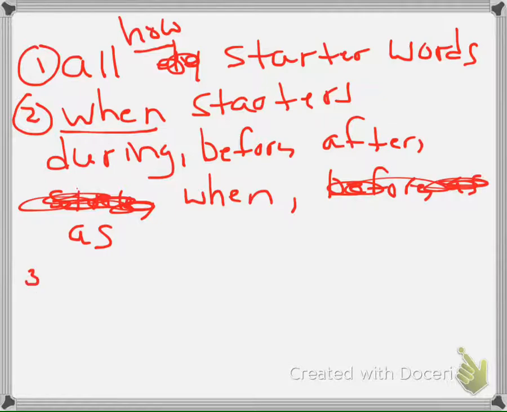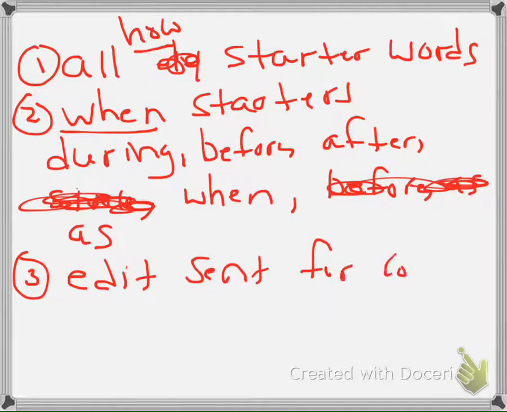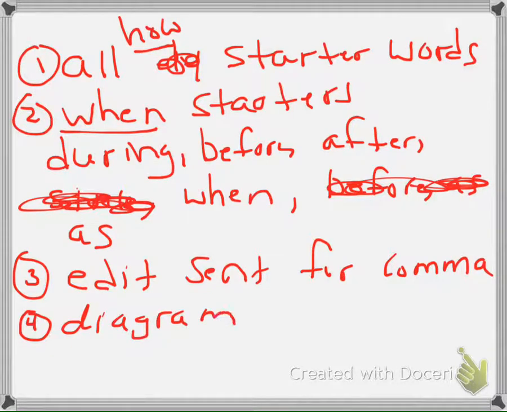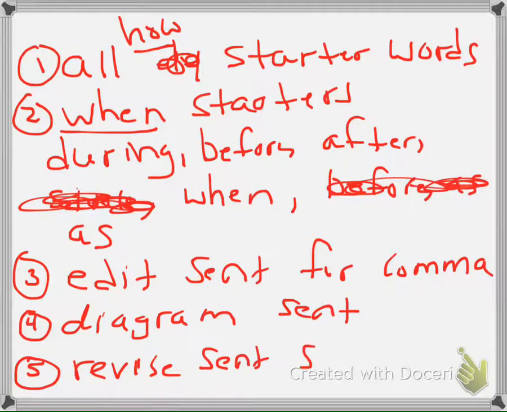Okay? The third thing you're going to have to be able to do is to edit sentences for comma usage. All right? Now we're talking only expanders here. I'm not giving you any other comma rules except for expanders. You are going to have to diagram sentences. And you have to be careful. There could be 3 how expanders in one sentence. And then the last thing you're going to have to do is revise sentences for sentence structure.